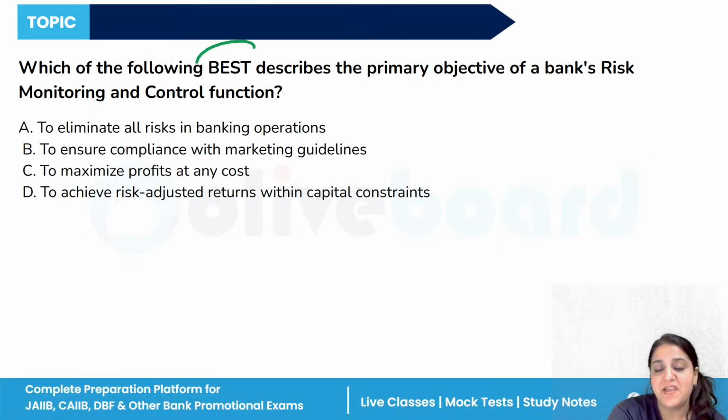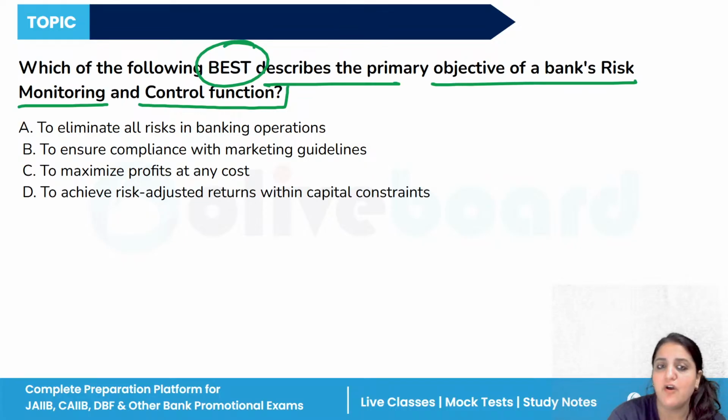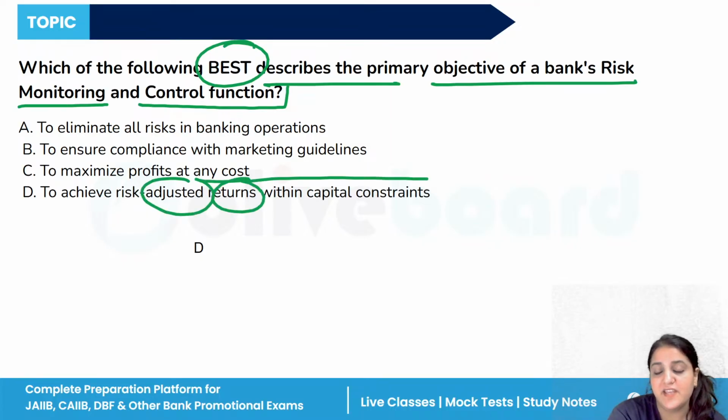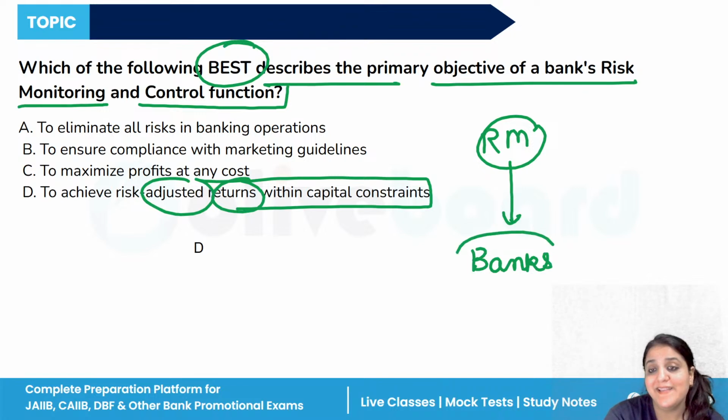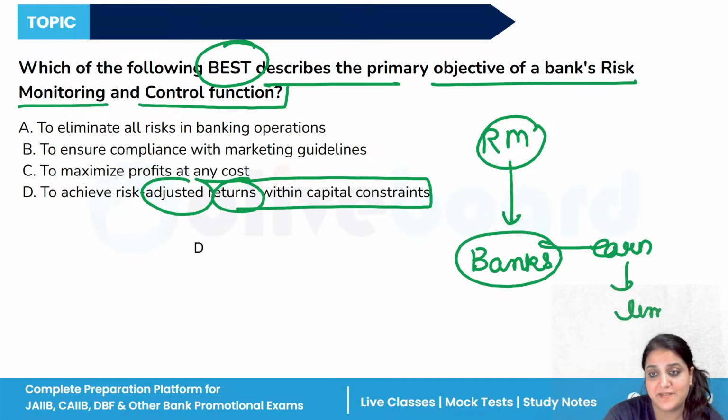Which of the following best describes the primary objective of a bank's risk monitoring and control function? Obviously, they are ensuring that they achieve all the risk adjusted returns within the capital constraints. Why is risk monitoring there? Just so that banks can earn a profit within their limits.